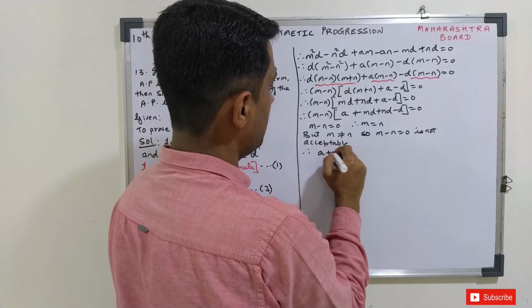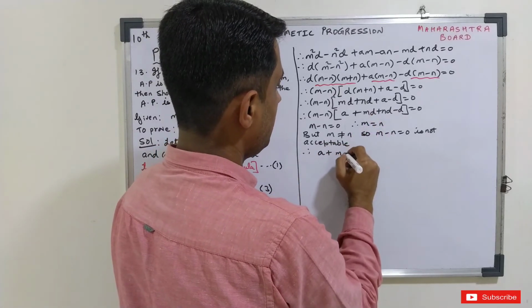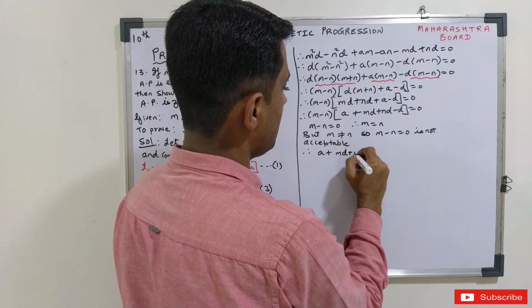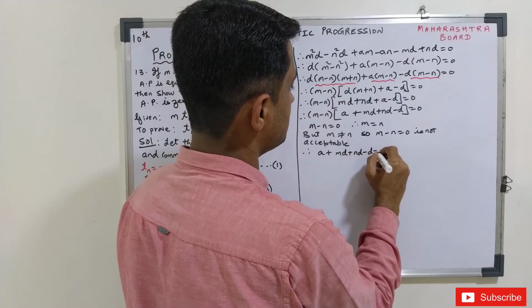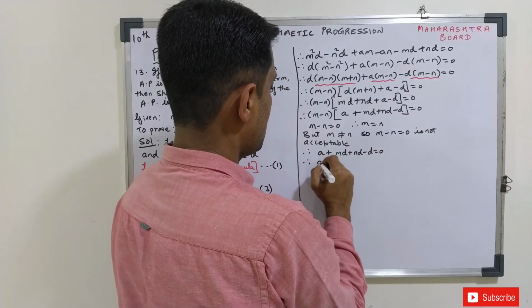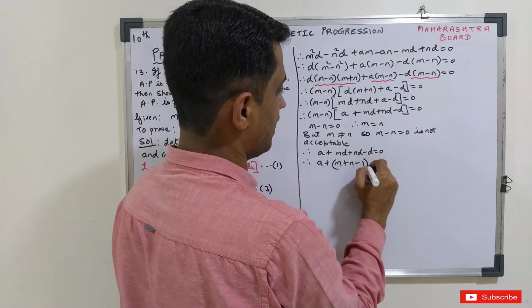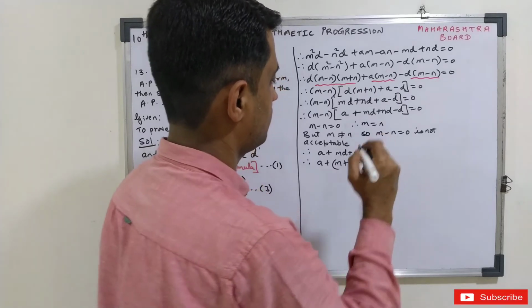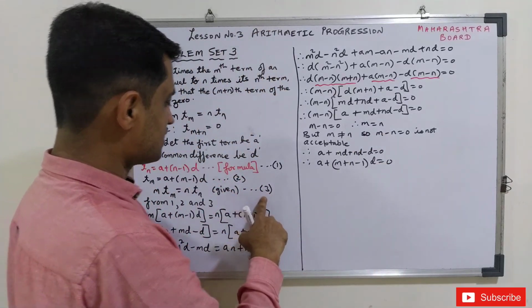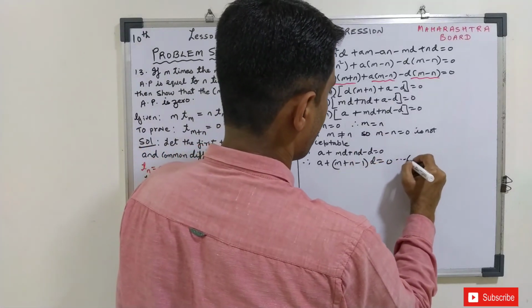Therefore, A plus MD plus ND minus D is equal to 0. Now here M plus N minus 1, we are taking out D common, is equal to 0. So we give this statement as 4.